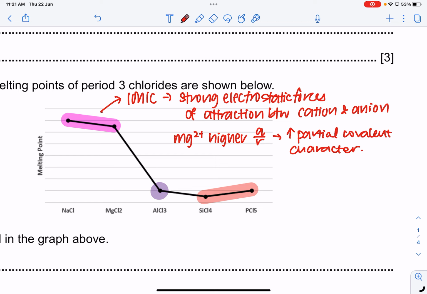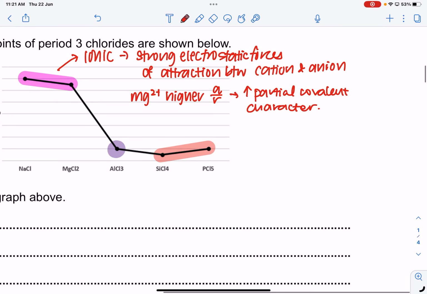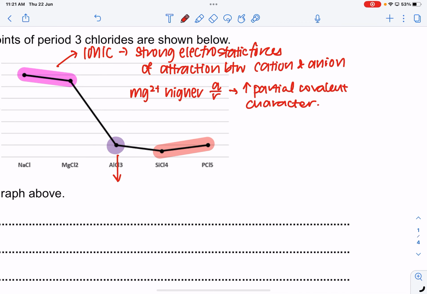So the partial covalent character is for both MgCl2 and AlCl3. Yes, but for MgCl2 it's smaller, a lesser extent. Also for the oxides, MgO, same. So in this case, the explanation is roughly the same, because honestly it's the same compound. It's just what happens to the anion. So in this case for AlCl3, we will say that yes, ionic.